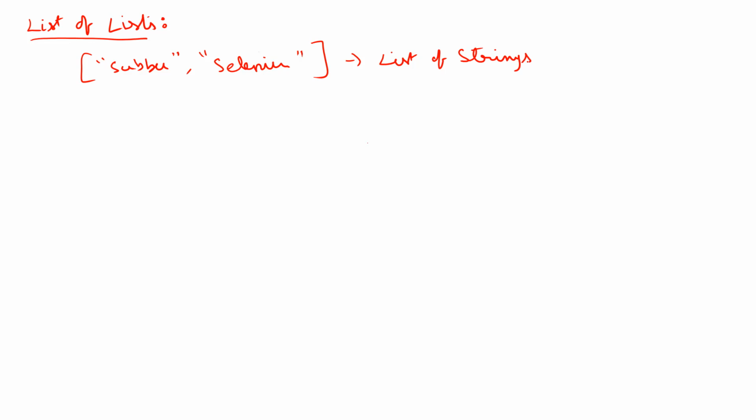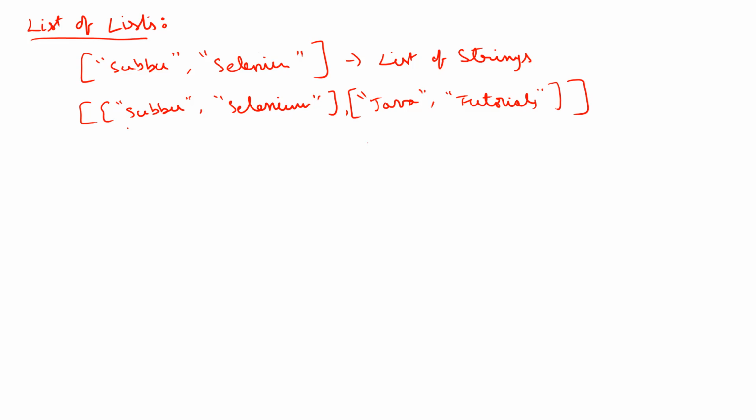For example, I want to create a list of lists, something like this. Subbu, Selenium, and then another list, Java tutorials. And here if you see, this is one list and this is another list, and these two lists are in a different list. So this is a list of lists.